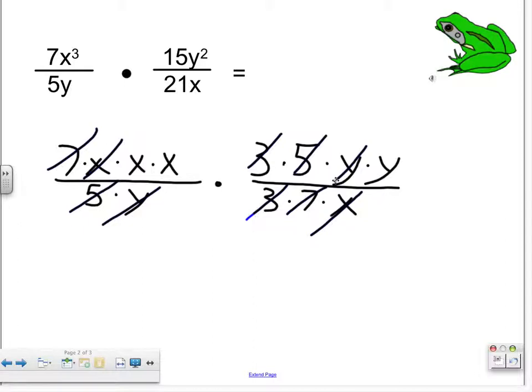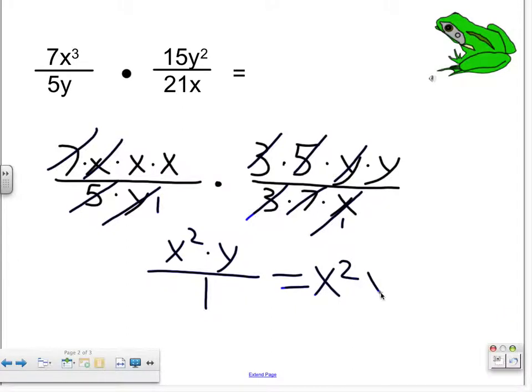Does that mean that it's 0? No. It means there's a factor of 1 left, even though there's nothing written there anymore. And the numerator becomes x to the second times y over 1. Well, anything divided by 1 is itself because of the identity property. So my final answer is x to the second y.